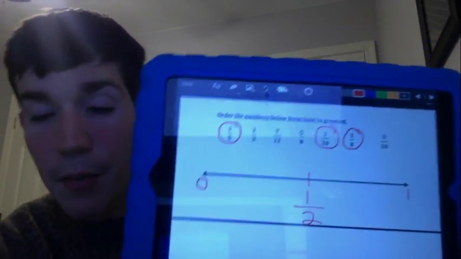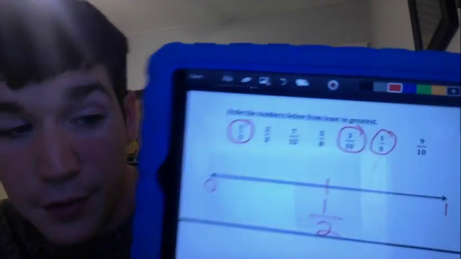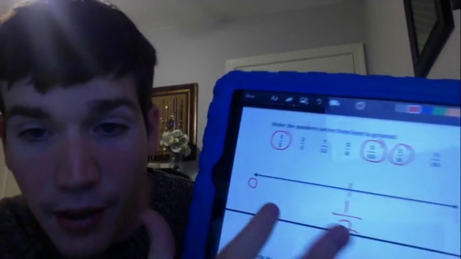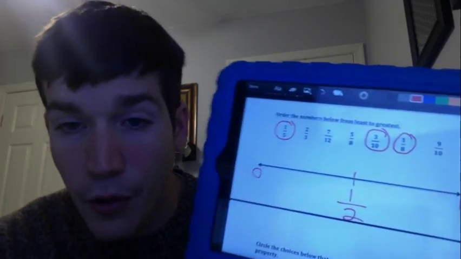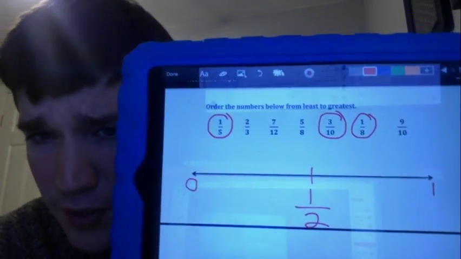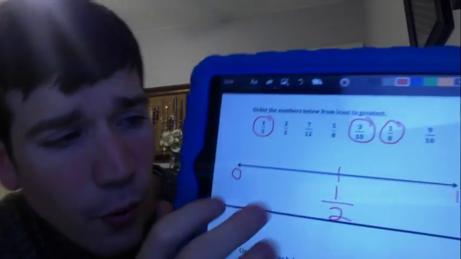Now I know these 3 numbers that I just circled in red are smaller than half, so I know that they're going to be on this side of my number line, and the rest of my numbers are going to be over here. So I'm going to start with the ones that are smaller. So I'm going to start with the one that I know where it's going to go.